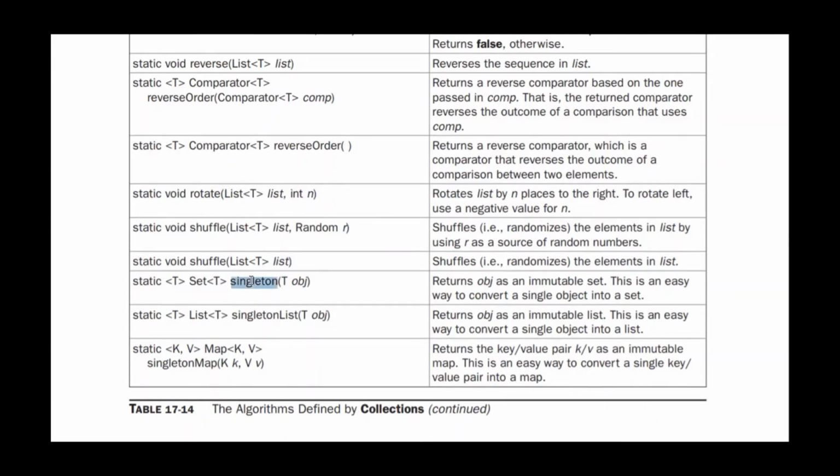Then singleton. This singleton returns an immutable set. It will convert a single object into a set. So the object we are passing will be converted into a set. Singleton list: a single object gets converted into a list. Then singleton map: the key and value we are passing get converted into a map object.